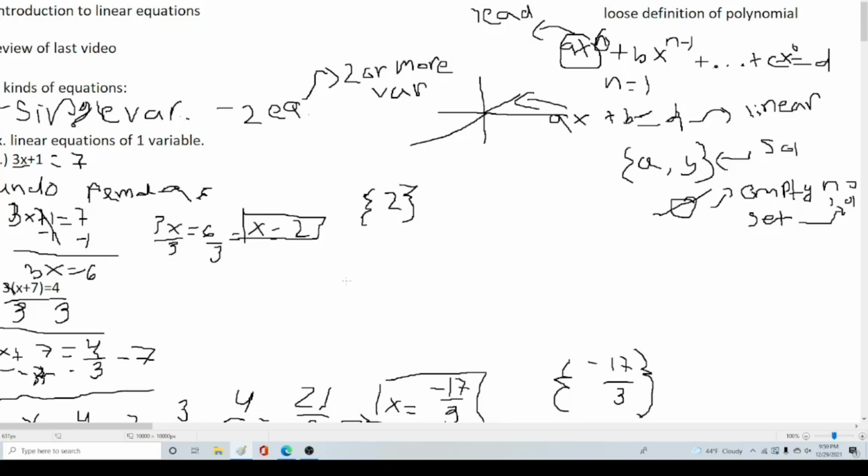When we're solving these equations, we are undoing the order of operations. So when we're adding, we subtract. When we divide, we multiply.